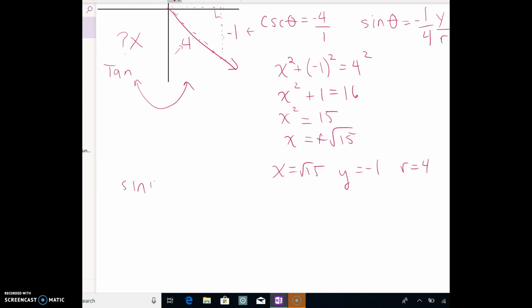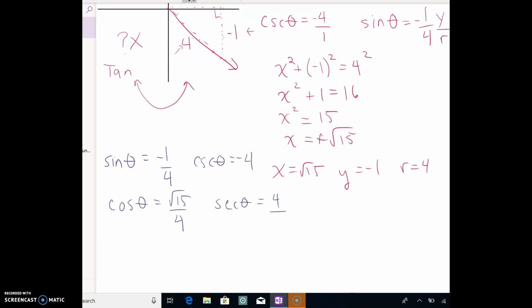So the sine of theta, let me do this in another color, let's just get this in purple. We know that the sine of theta is equal to y over r, so the sine of theta is going to be -1/4. And if we know that, we also know the cosecant of theta is equal to 4 over -1, which is -4. That's the information we started with. Well, we know the cosine of theta. Cosine is x over r, so we have the square root of 15 over 4. And if we know the cosine, we know the secant of theta is equal to the reciprocal, and then we have to rationalize.